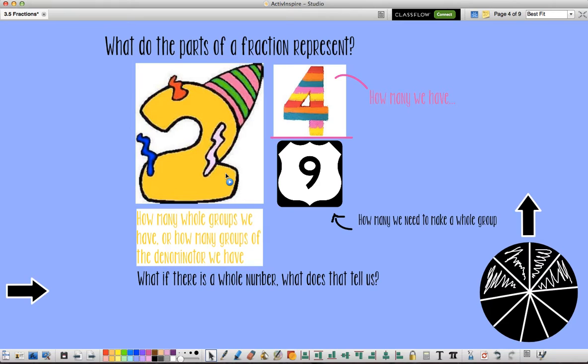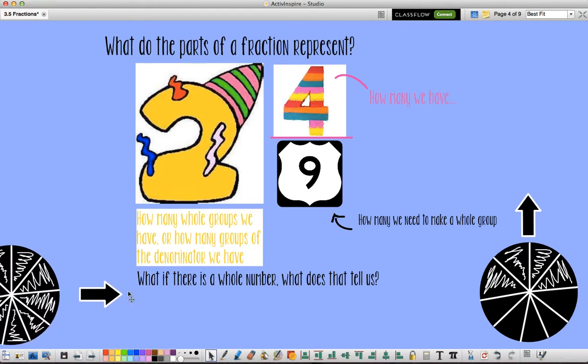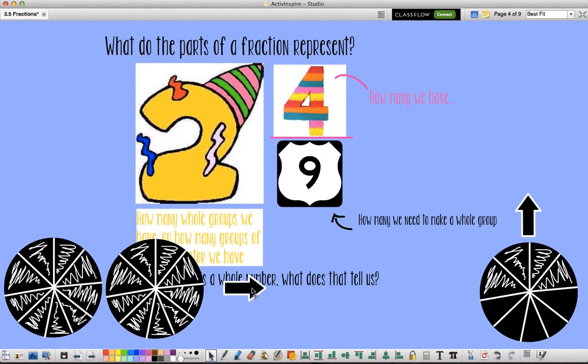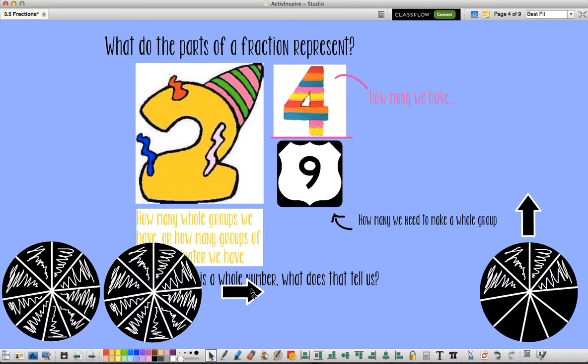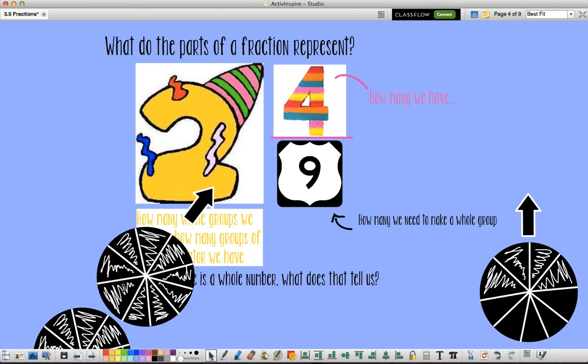Well, this 2 tells me how many whole groups we have, or how many groups of the denominator we have. So this 2 means that I have 2 groups of 9. So let's take a look at what that would be in picture form. So here, and actually I can turn this to make it a little bit easier for you to see.